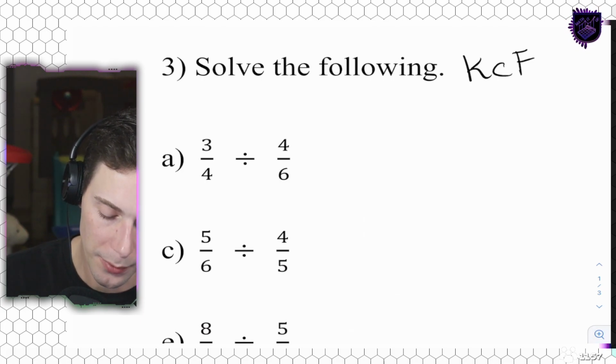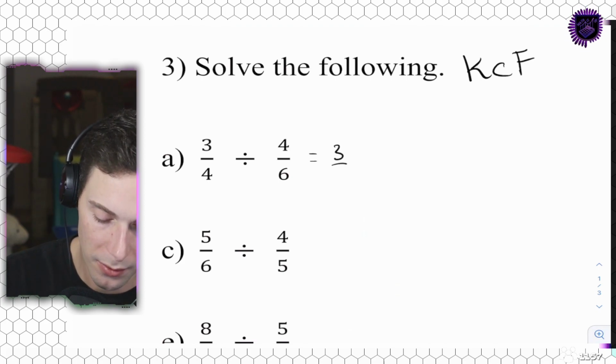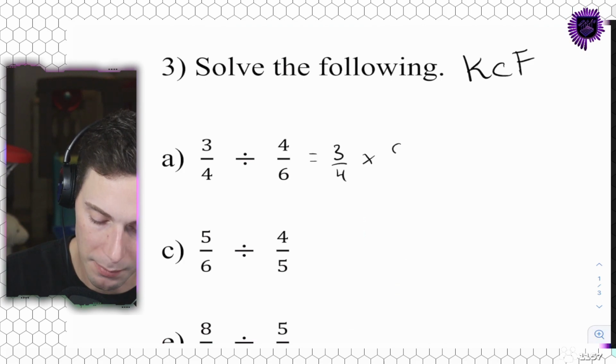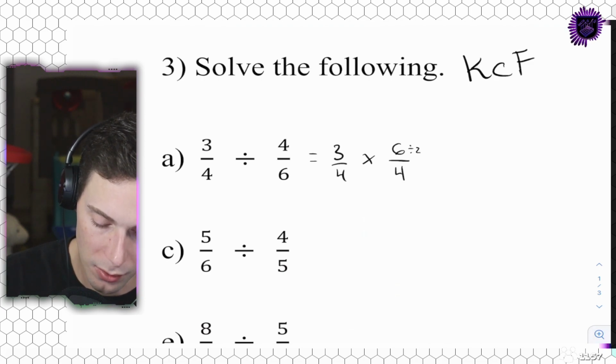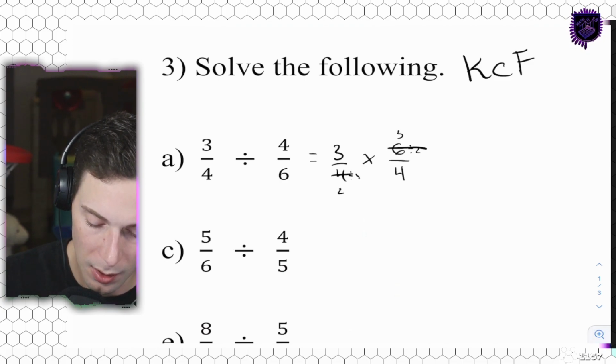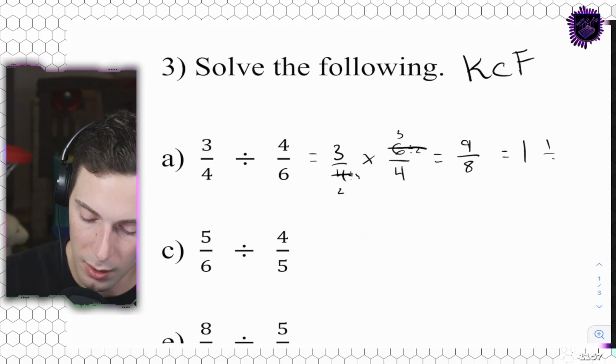So we're going to rewrite this 3/4 multiplied by 6/4. And we can simplify by dividing by 2, which is 3. Divide by 2, which is 2. And then multiply across, 9/8, which will be equal to 1 and 1/8. Final answer.